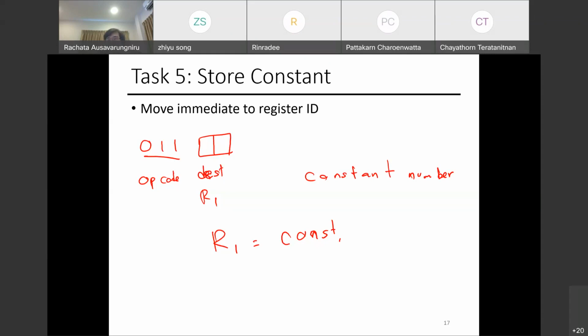Sorry, I see a long pause and I want to make sure everyone is on the same page here. So our task here, this is the last instruction we need to support, right? And I know the opcode. I know that I want to put a constant value into whatever register is in dest. How do I represent my constant number? How do I represent a number?